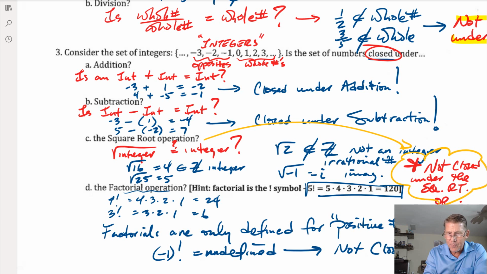It's defined when n is positive, but because integers can be negative, like -1, -2, -3, -4, it's not defined all the time. And if the set of integers was closed under the factorial operation, then it would be defined on all the integers, and that's not the case because integers can be negative, and factorials are not defined on negatives. They're only defined on positives. Okay, and there you go.